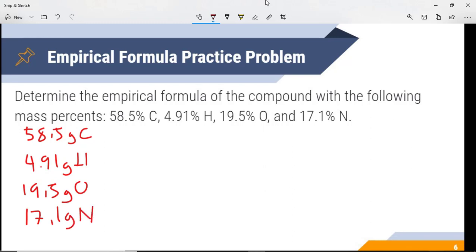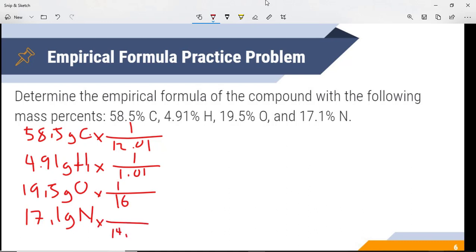Our next step is to convert each one of these into moles, so we're going to use the molar mass, and I find that on the periodic table. What's nice is a lot of these are pretty easy to remember. We plug these into our calculator and solve.